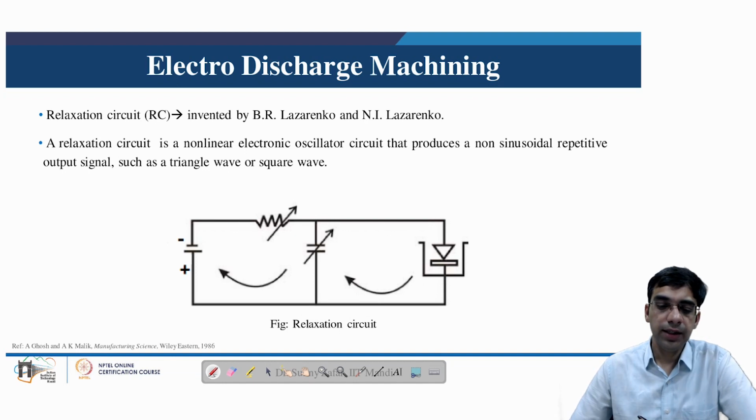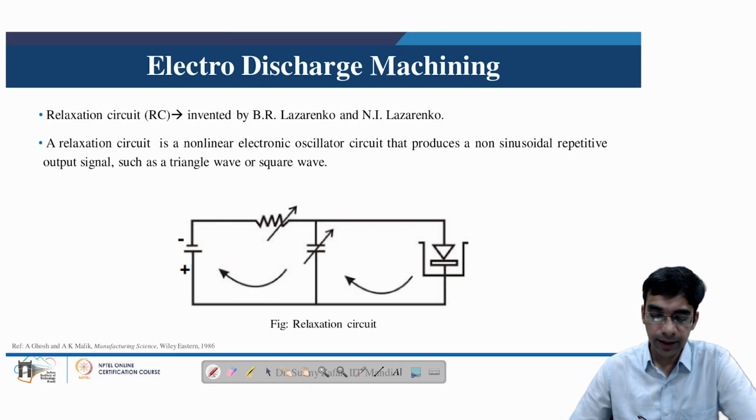So we will see the details of the relaxation circuit, which was invented by these two scientists. The relaxation circuit is basically a non-linear electronic oscillation circuit which produces a non-sinusoidal repetitive output signal which can take the shape of a triangular wave or a square wave.